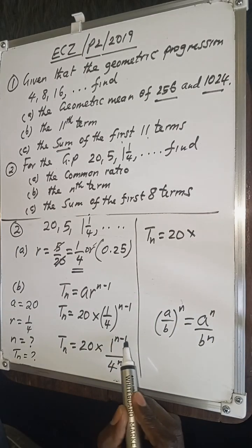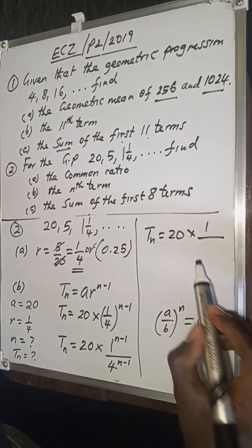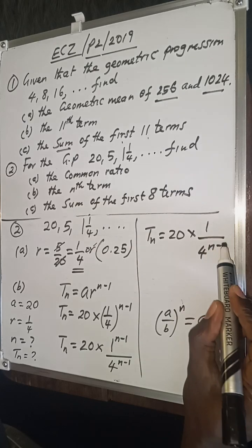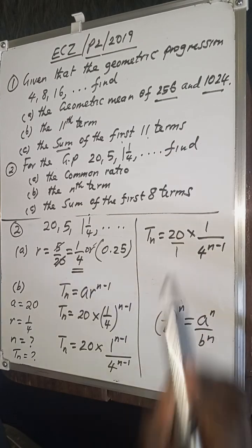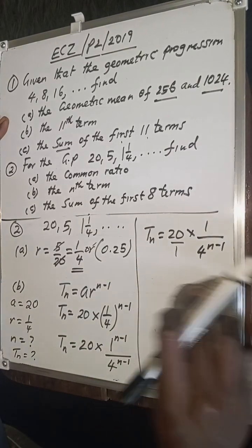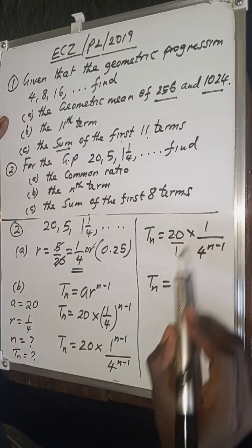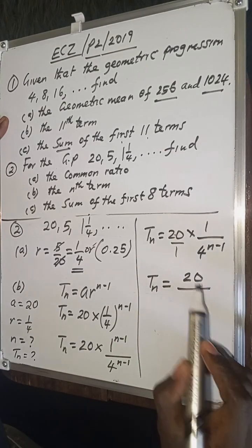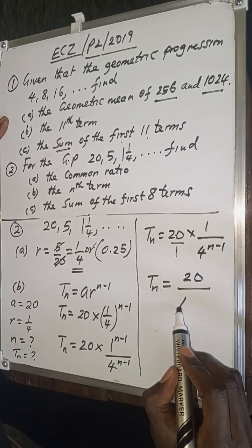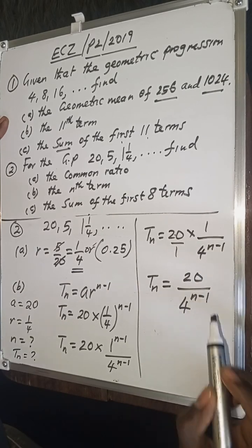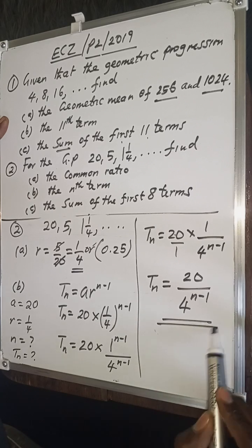Remember, 1 raised to n minus 1 will just give you 1 over 4 to the n minus 1. Remember that 20 can be written over 1. So therefore, Tn will be equal to 20 over 1 times 1 over 4 raised to n minus 1. So if you want, you can leave it that way.